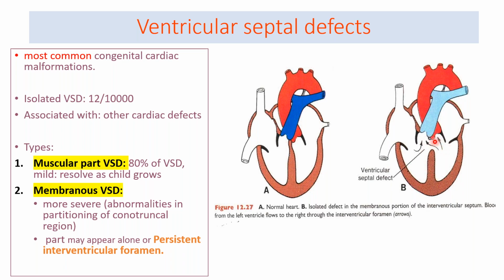But the membranous VSDs, that is when there is a defect at the level of the membranous part of the interventricular septum, are more severe cases, associated with abnormalities in the partitioning of the conotruncal region, because the conotruncal region was the portion which contributes to the formation of the membranous part of the interventricular septum. And this part may appear alone, or it may have a persistent interventricular foramen. So this interventricular foramen will remain persistent in cases of membranous type of VSDs.